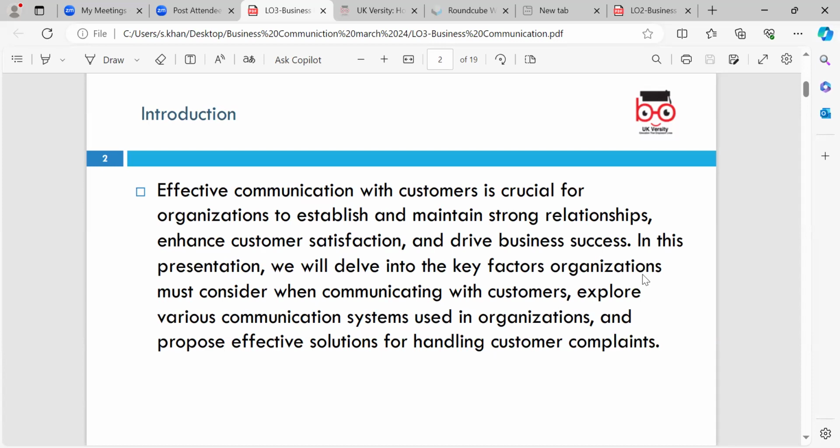In this presentation, we will delve into the key factors that organizations must consider when communicating with customers, explore various communication systems in organizations, and propose effective solutions for handling any sort of customer complaints. So why it's so important, why there's a need to have clear, effective communication, to identify any sort of issues, both for customers and the staff, to look at any sort of policies and procedures in place.